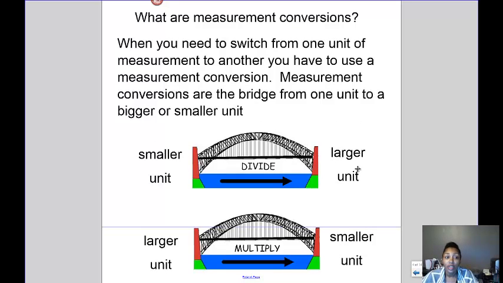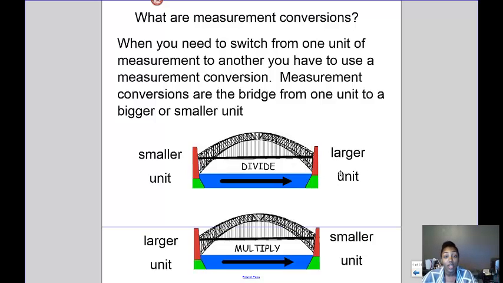So what are measurement conversions? When you need to switch from one unit of measurement to another, you have to use a measurement conversion. A measurement conversion is basically a ratio that tells you how you can change from one unit of measurement to another. It's giving you a comparison. For example, you guys have all seen that there are 12 inches in a foot. That's a measurement conversion. It's a ratio. It's comparing how many inches it's going to take to equal just 1 foot.